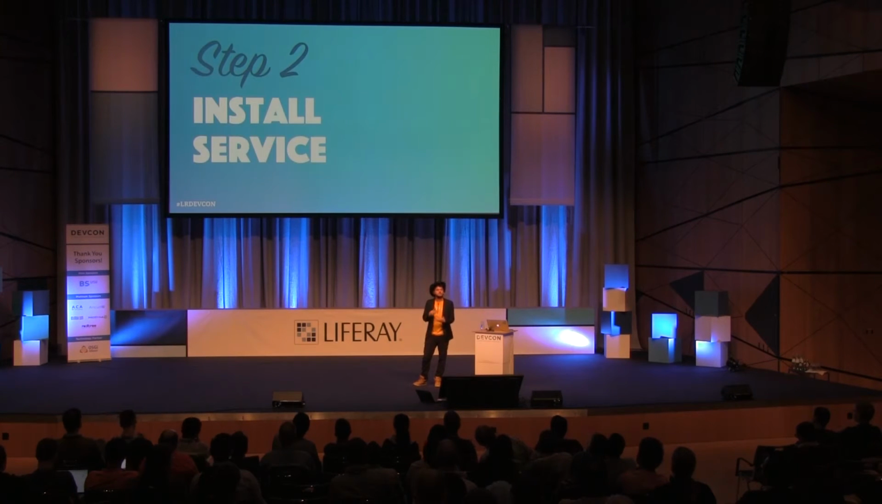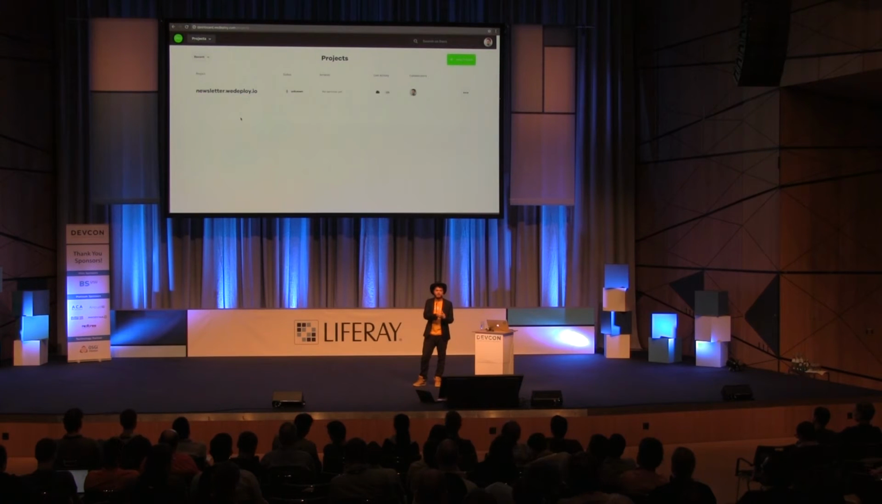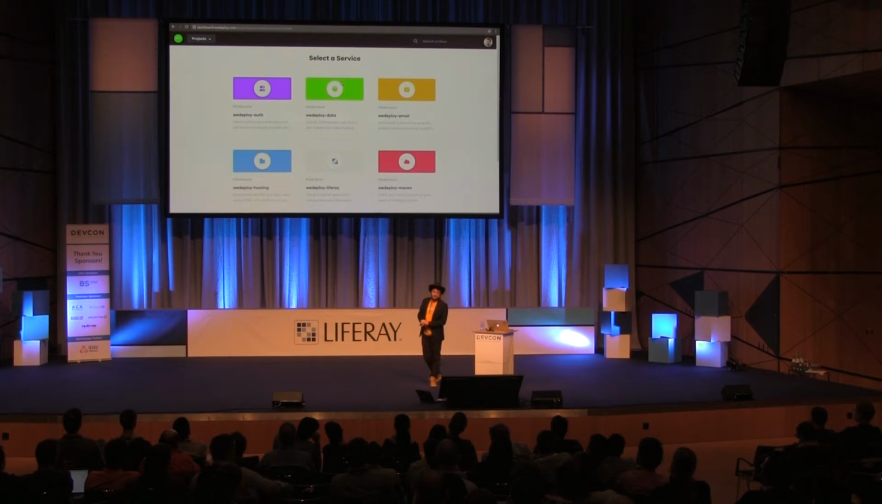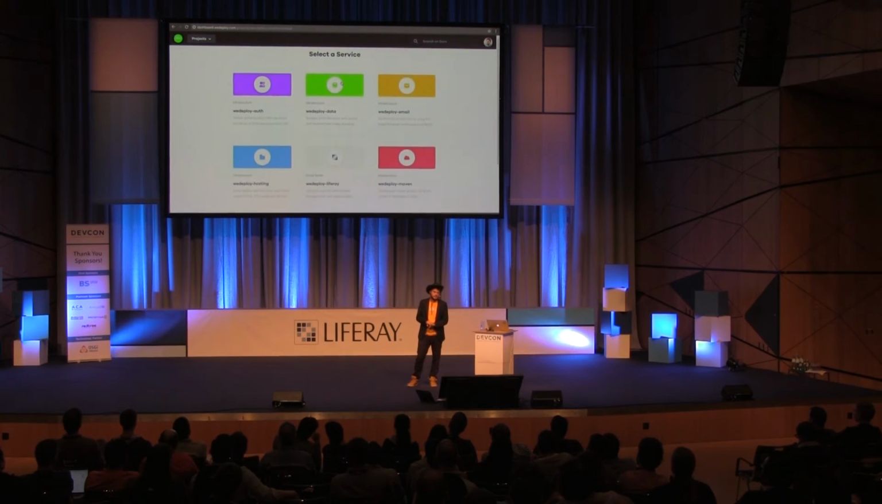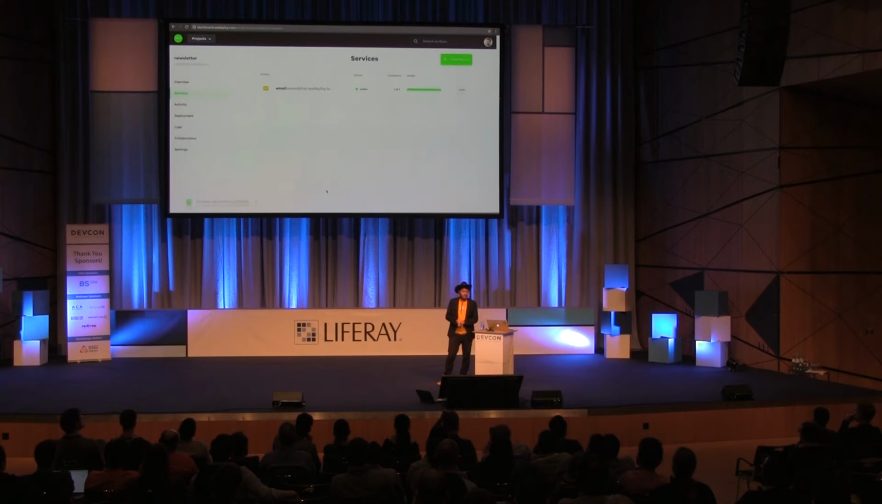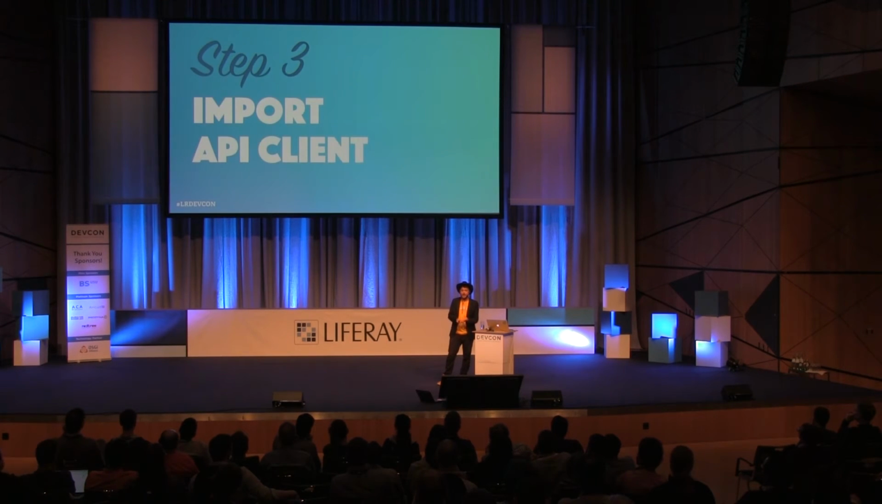OK, so the next step is to install a service. We have lots of services on WeDeploy, and you can go on the dashboard and choose one of them. So let's choose the WeDeploy email. OK, we're going to just give some name to this service, and that's it. Email.newsletter.wedeploy.io. That's it. OK, so now we have this service. But how can we connect this to our application?